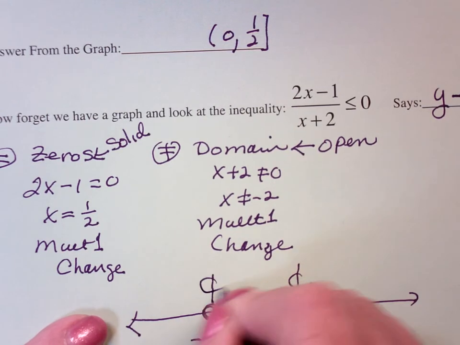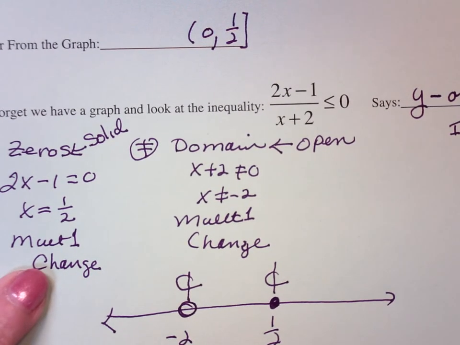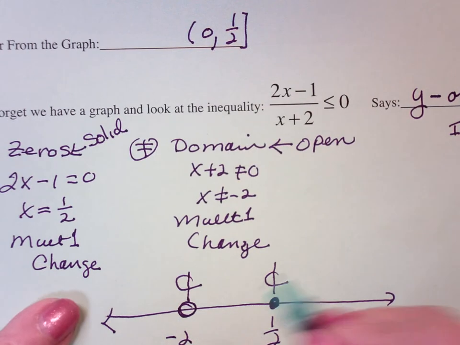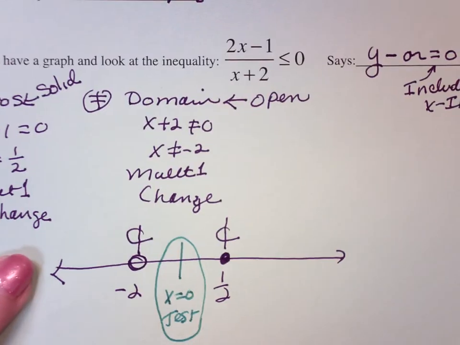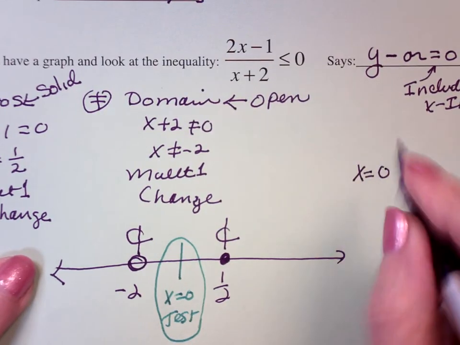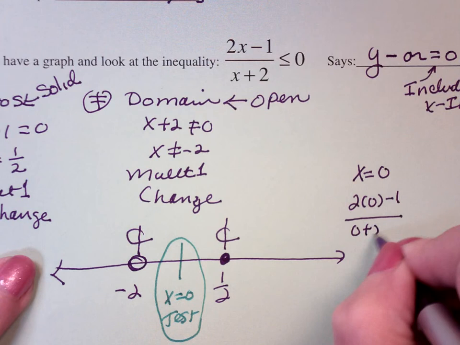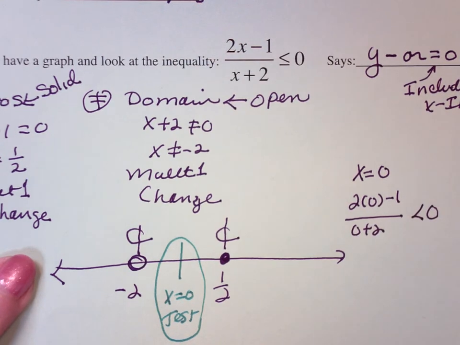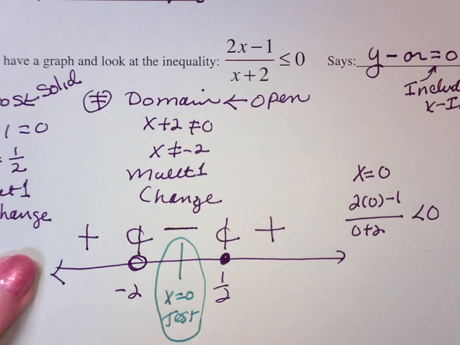It's multiplicity 1, change. And now I pull a test point, and guess what test point I'm going to pull? 0. And I'm going to draw a circle around it so I don't include it in my answer, which I so often do. So if x equals 0, what do I have? 2 times 0 minus 1 over 0 plus 2. Well, that's negative. Change, positive. Change, positive. I want negative. It's right here.